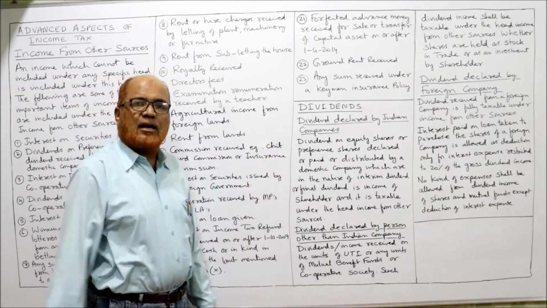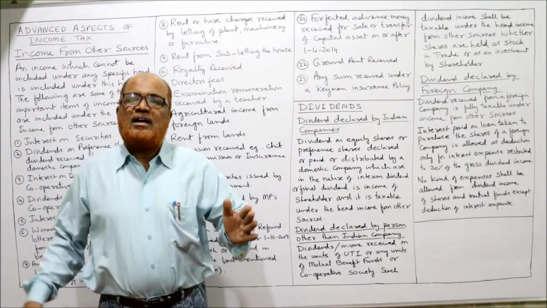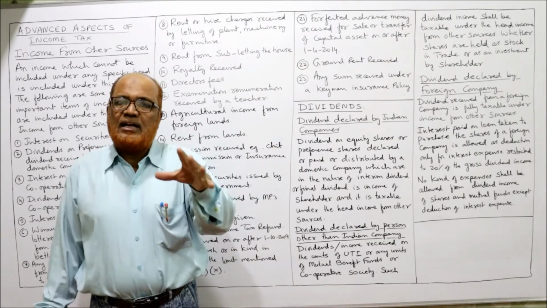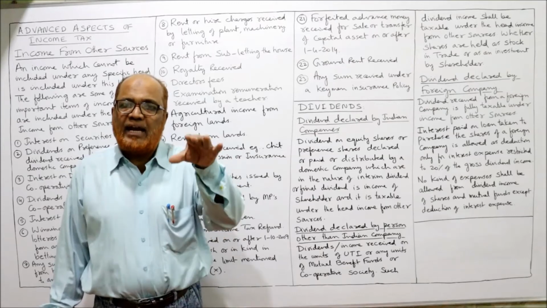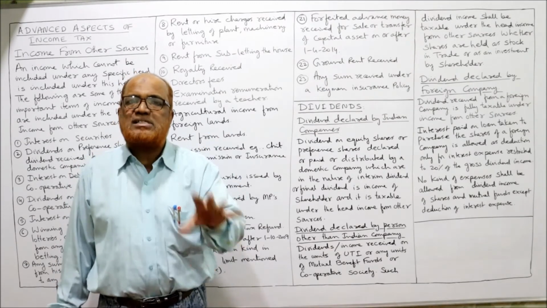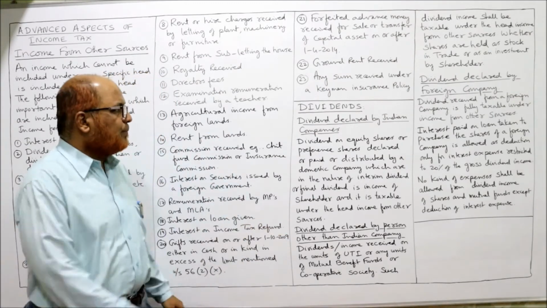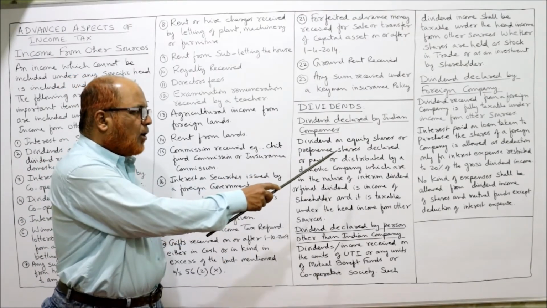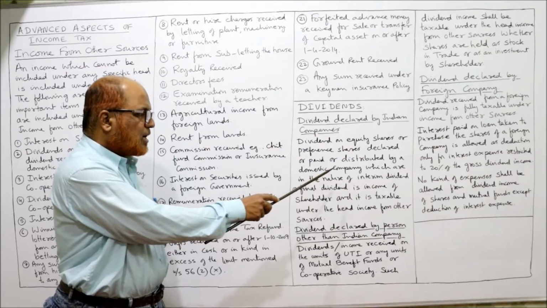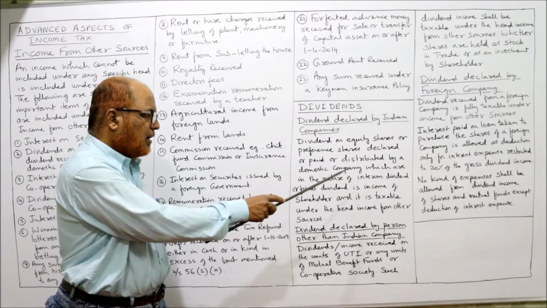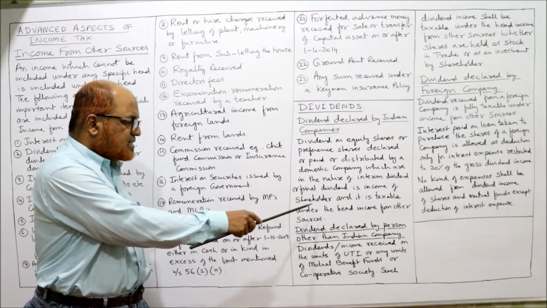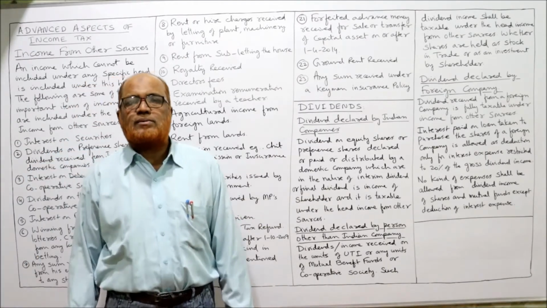Dividend declared by Indian companies. We classify dividend into three categories. First category, dividend declared or paid by Indian companies or domestic companies. So what is the rule? Dividend on equity shares or preference shares paid or distributed by a domestic company, which is in the nature of interim dividend or final dividend, is income of the shareholder and it is taxable under income from other sources.